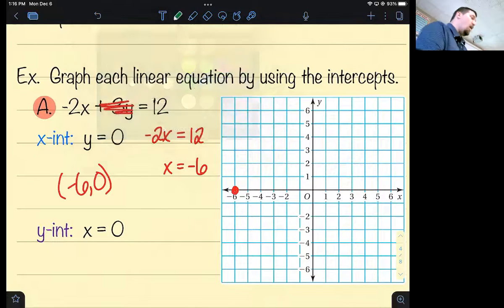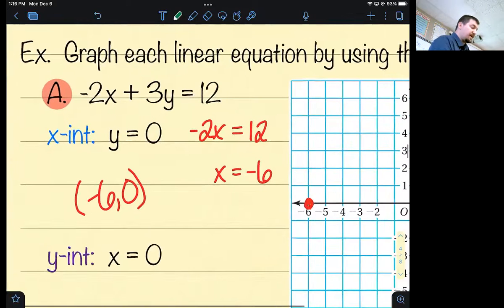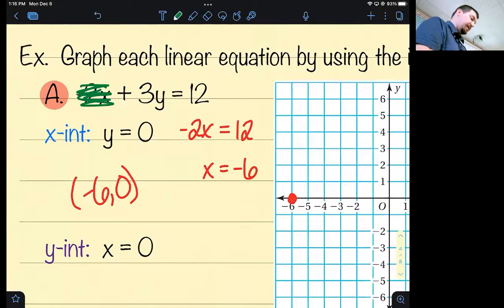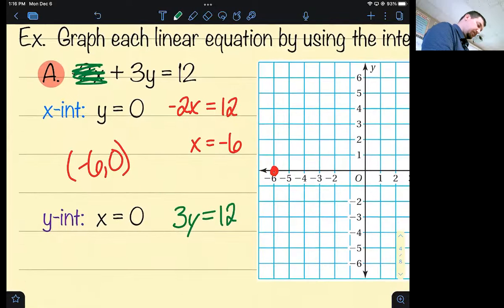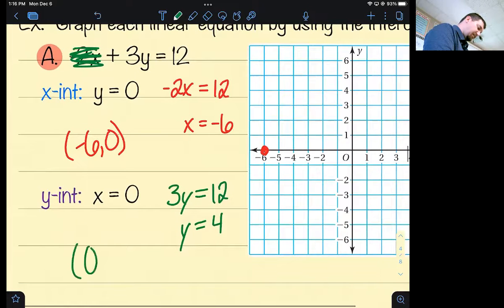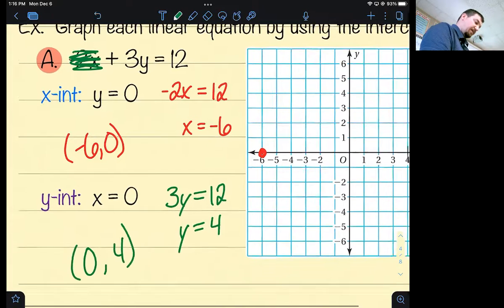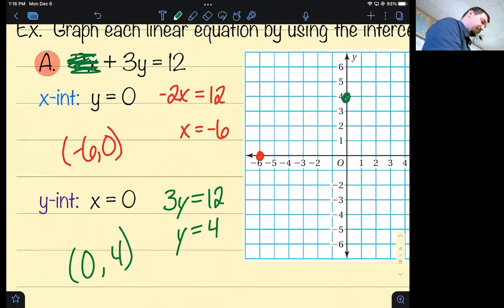To find the y-intercept, we're going to plug in 0 for x. We're going to cancel the -2x out because plugging in 0 just gets rid of that. And we're going to be left with this equation, 3y equals 12. Carson, if 3y equals 12, what is y equal to? 4. So when x is 0, y is 4. And I'm going to plot that point, and then I connect them and I make a line.